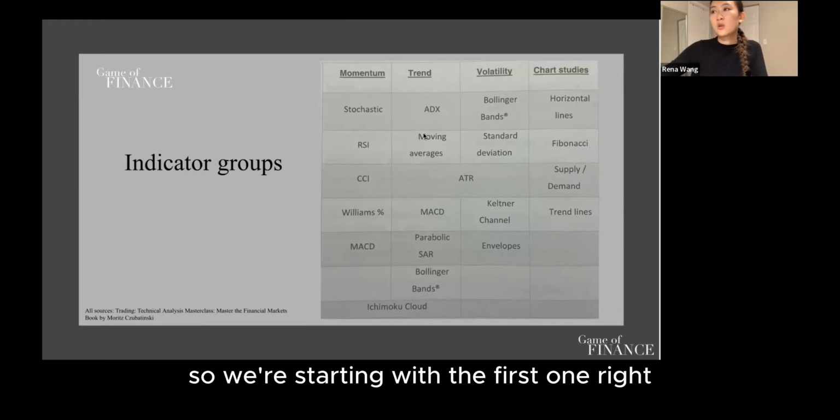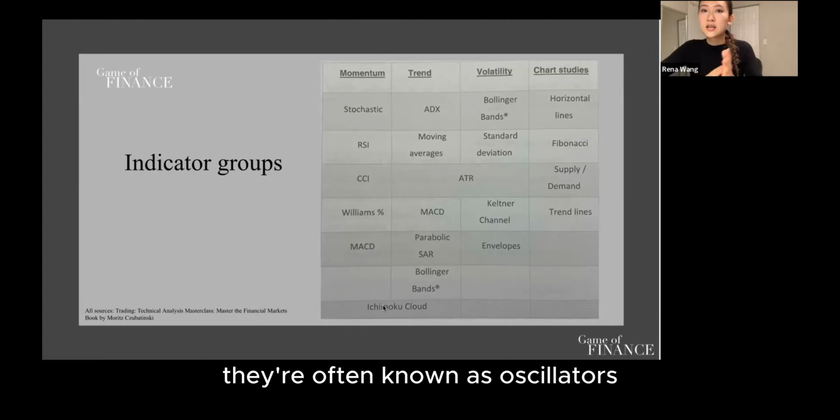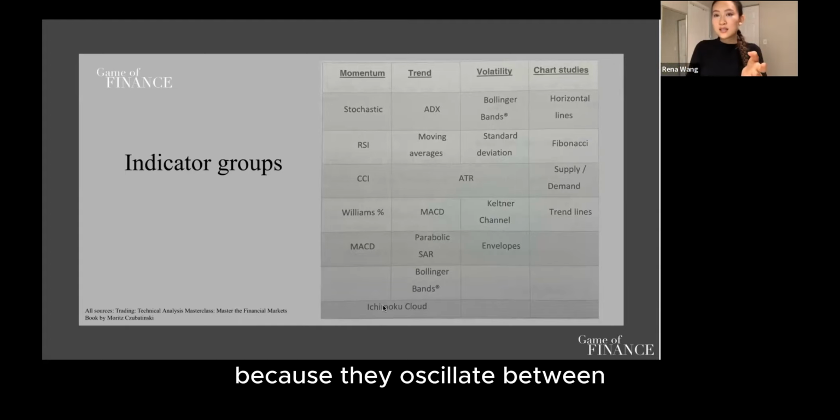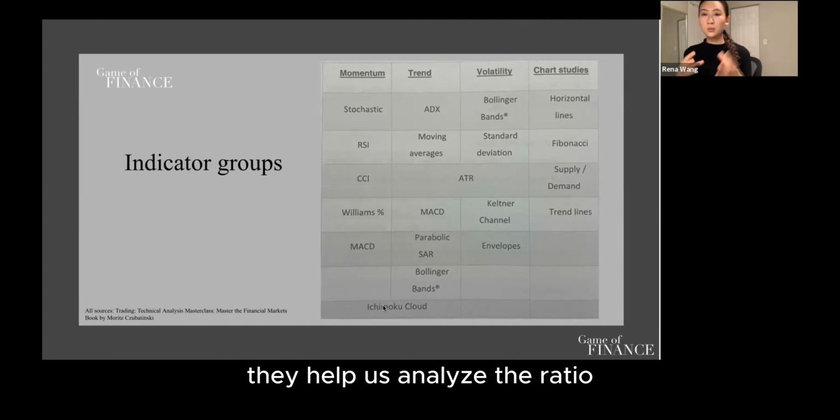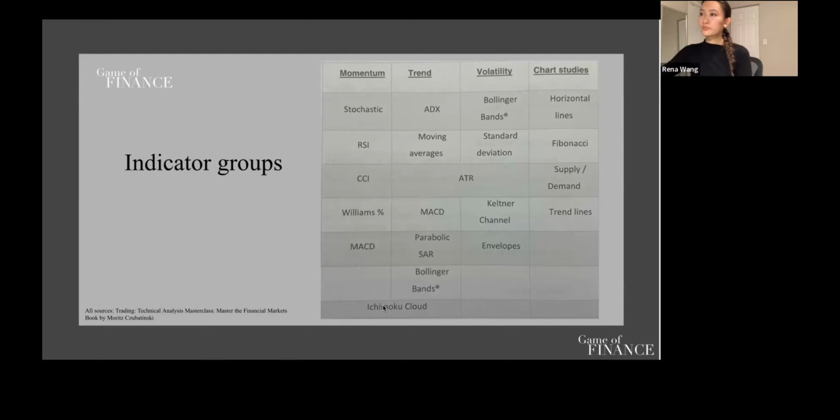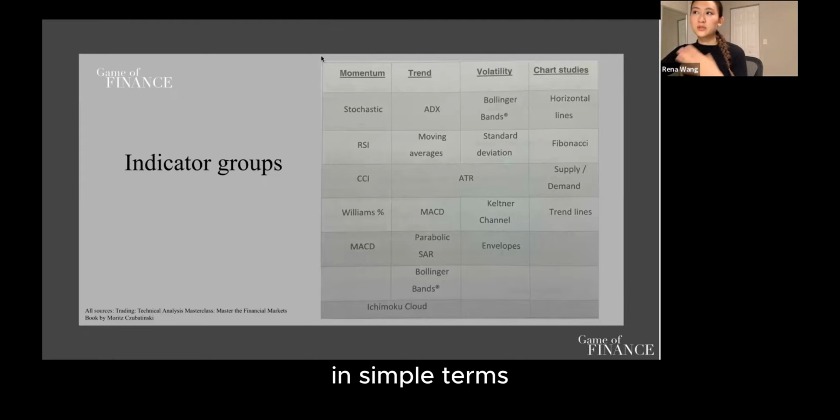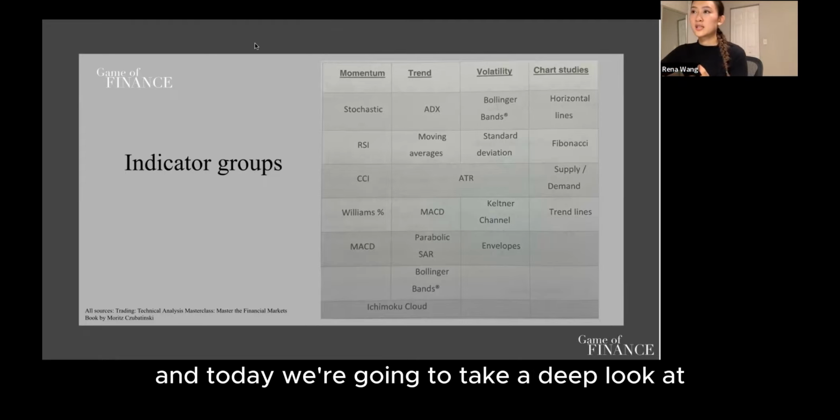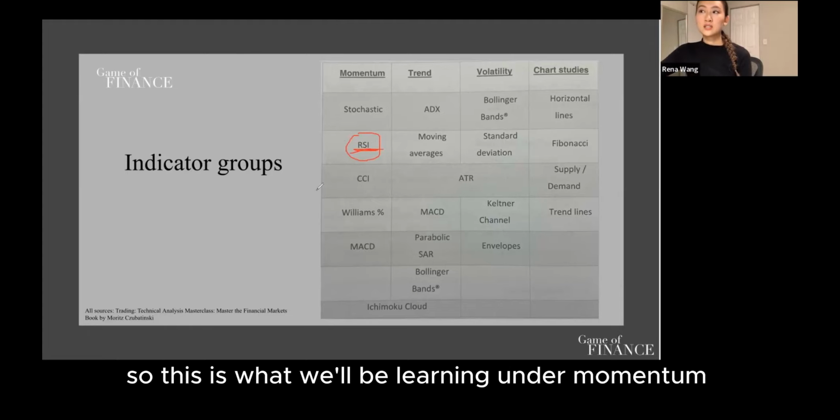So momentum indicators. We're starting with the first one, right? Momentum indicators are often known as oscillators. Because they oscillate between defined upper and lower limits, they help us analyze the ratio between the buyers and sellers to understand which team is winning the battle. So basically, in simple terms, you're assessing which team is stronger. Today we're going to take a deep look at the relative strength index, the RSI. So this is what we'll be learning under momentum.